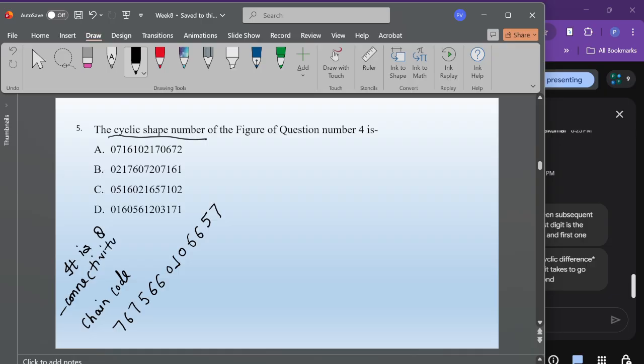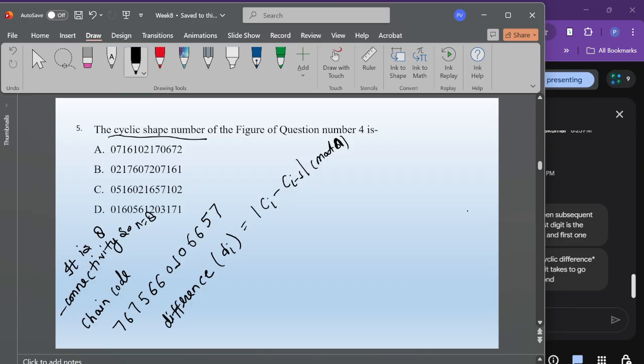Connectivity. So n is equal to 8. So how can we find the difference? Let's say the difference d_i is represented by c_i minus c_(i-1), mod 8, because it is 8-connectivity. In normal terms it is written mod n. Here our n is 8, so we will calculate it in mod 8.